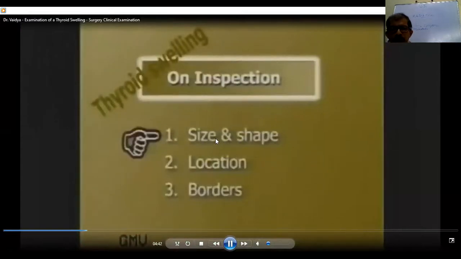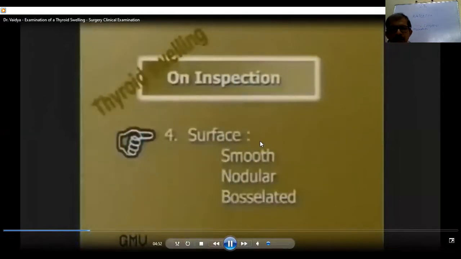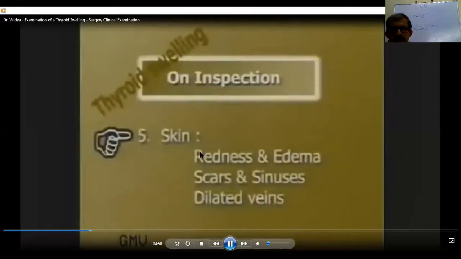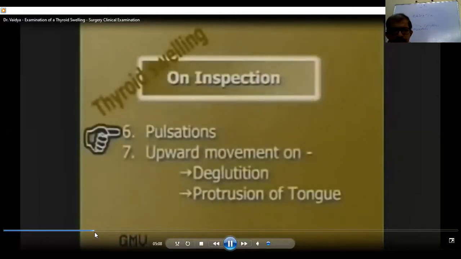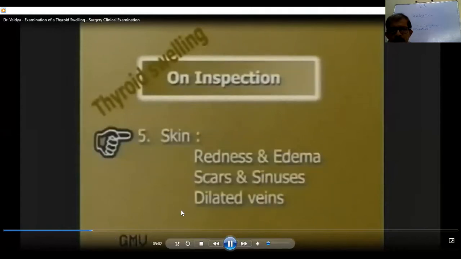So once again, the size, shape, location of the thyroid, the borders, that is the extent of thyroid. Then the surface, is it smooth or nodular? Then we will discuss about the skin. Is there any redness, very rarely seen? Is there any edema? Scars and sinuses are very important in thyroid. So what are these scars and sinuses? Let us see on inspection.